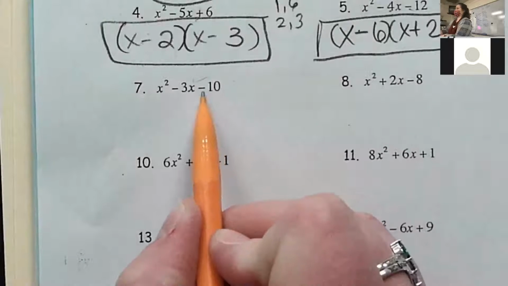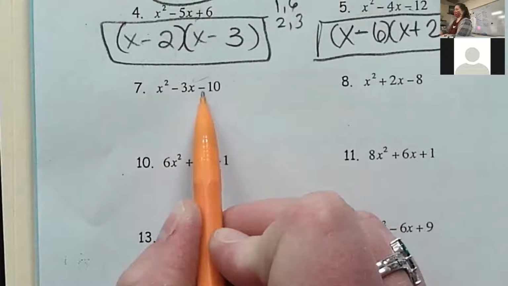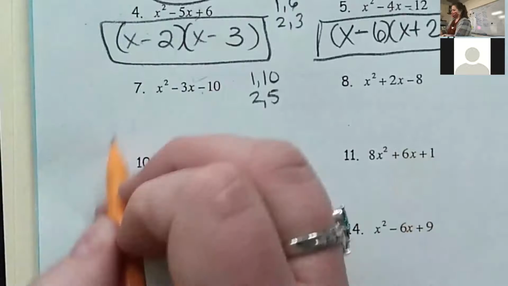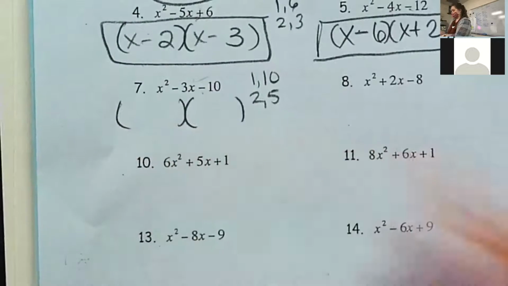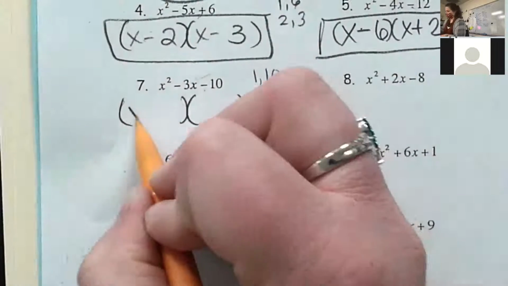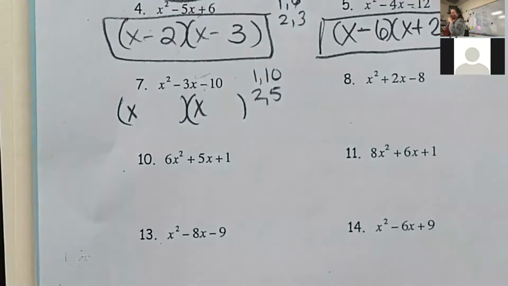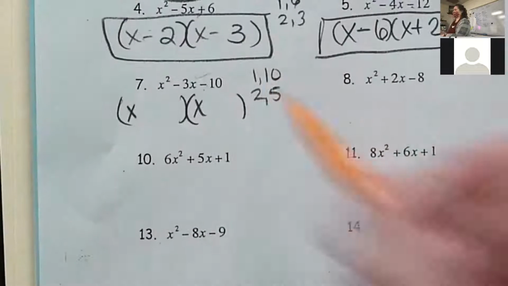Okay. Am I thinking adding or am I thinking subtraction on number 7? Subtraction, my factors of 10 are 1 and 10, 2 and 5. I'm thinking subtraction, right? And remember, I need one of each sign because that's a minus there. Think subtraction. Which one's going to get me to 3?